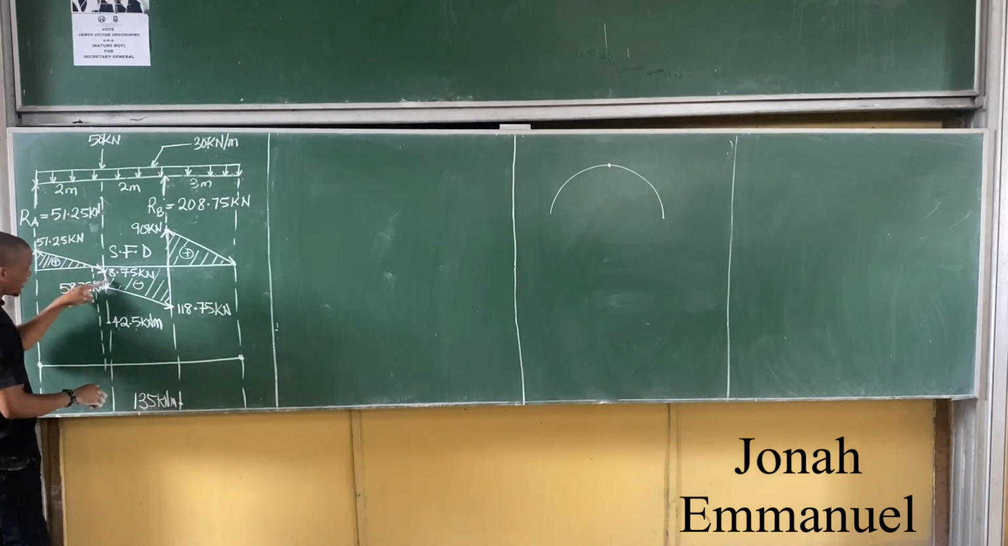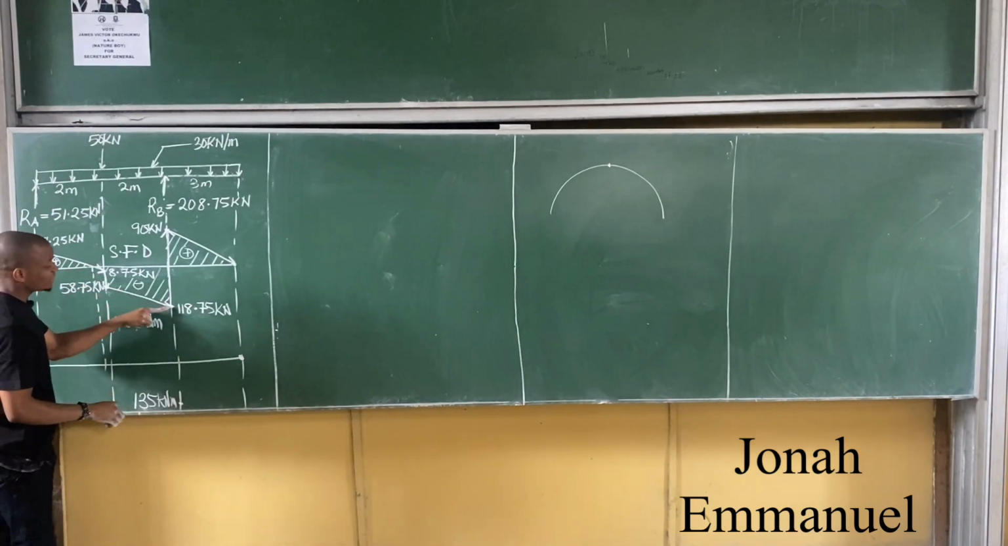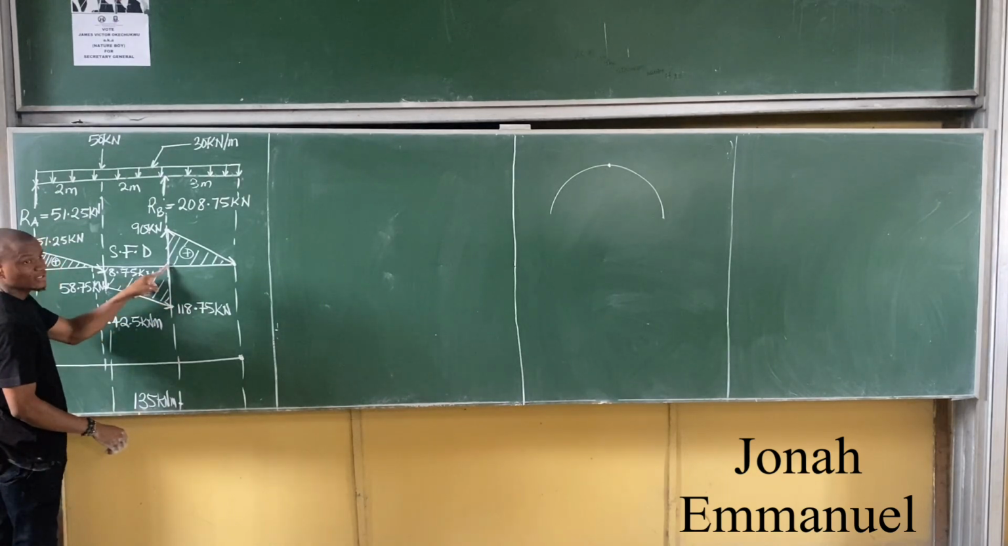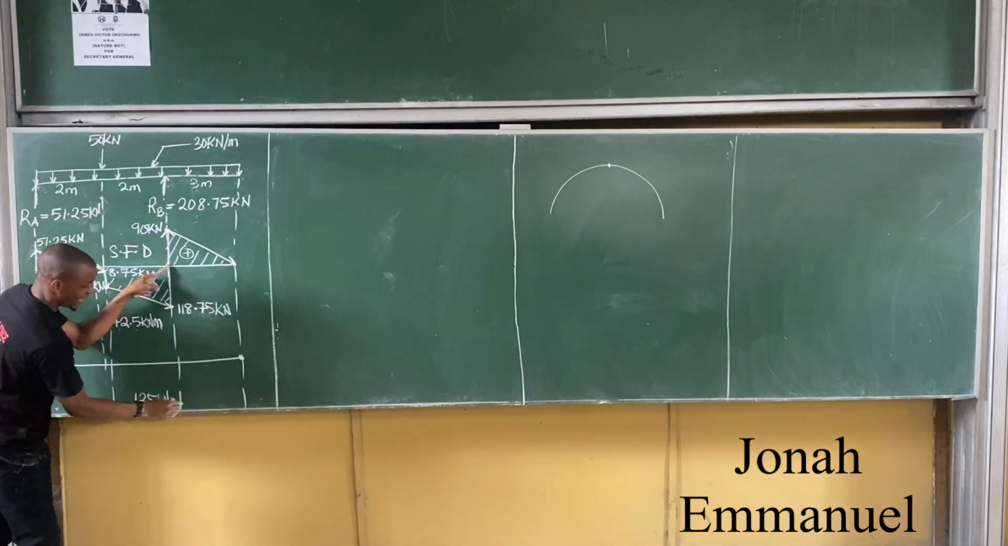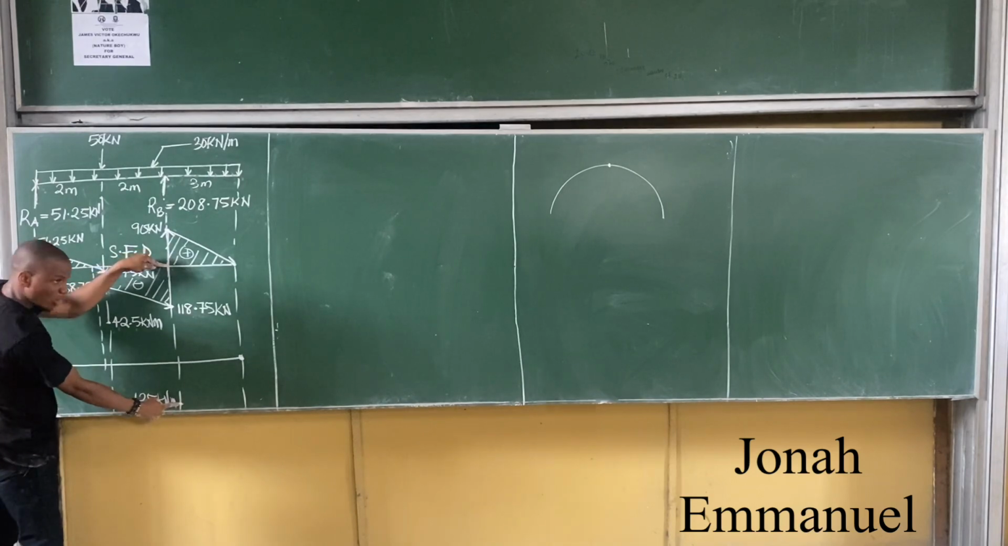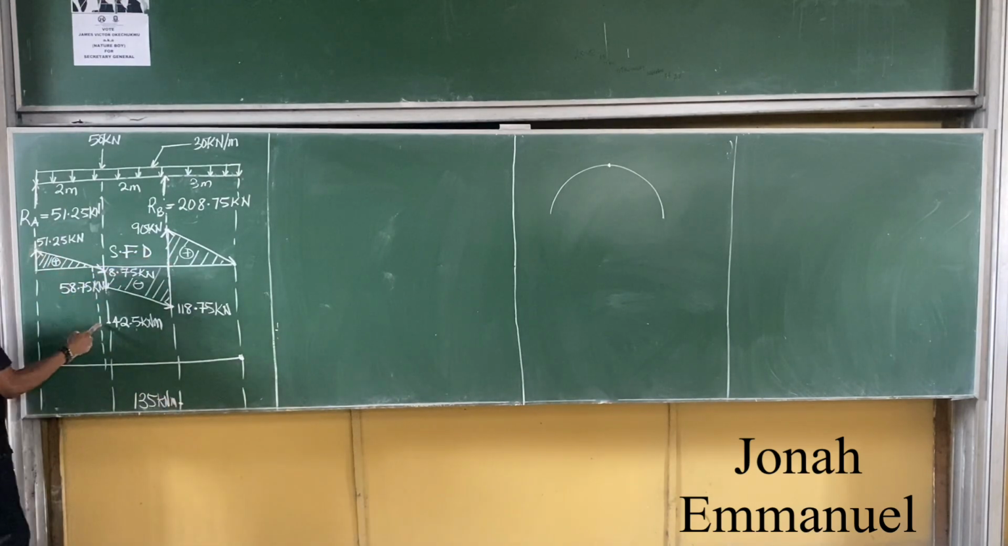Also, this one here, you can see it's not 0. It also cuts 0 at this point. So I have my second point here. That means this one here is the minimum point. And this one becomes what there? Maximum point.